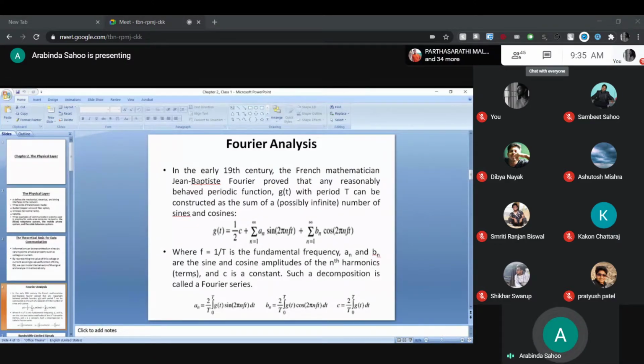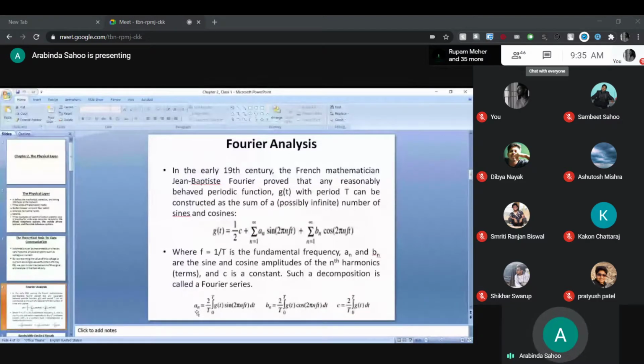So write down all the things. You copy. So an and bn are the sine and cosine amplitudes of the nth harmonic terms, and c is a constant. Then the question is how all these coefficients c, an, bn are calculated. Write down these mathematical implementations to calculate these coefficients c, an, and bn.